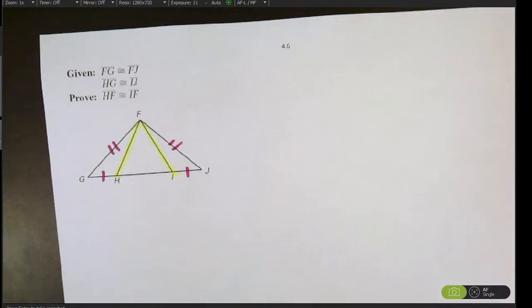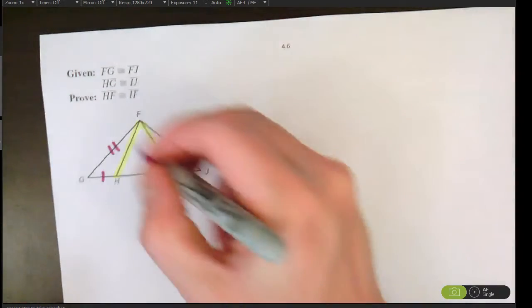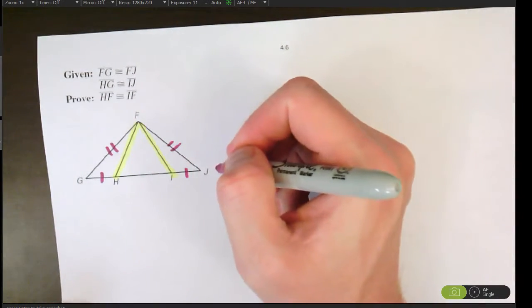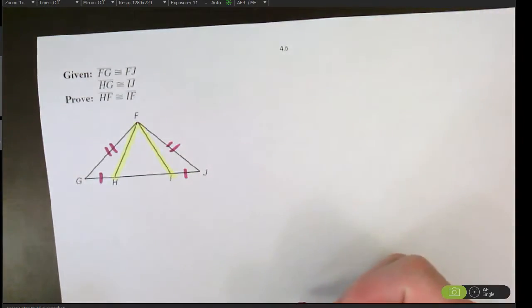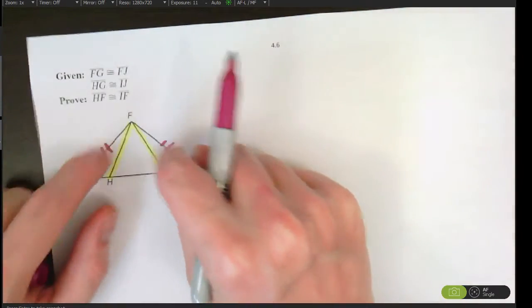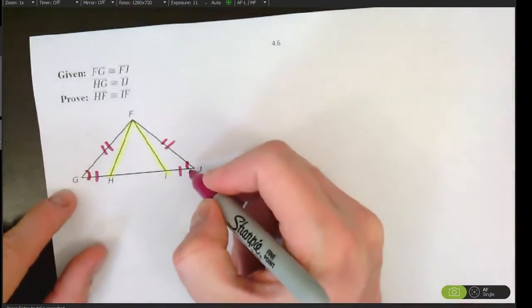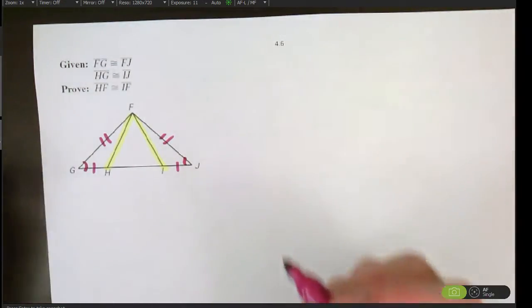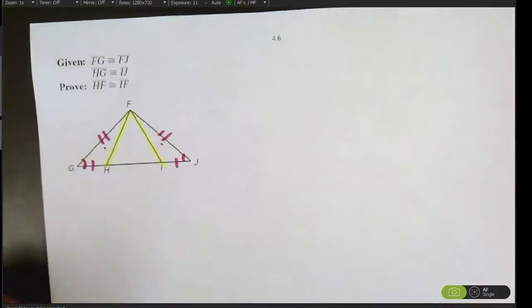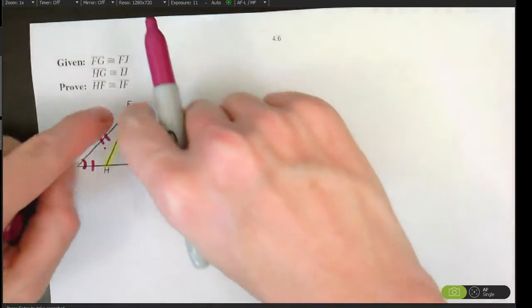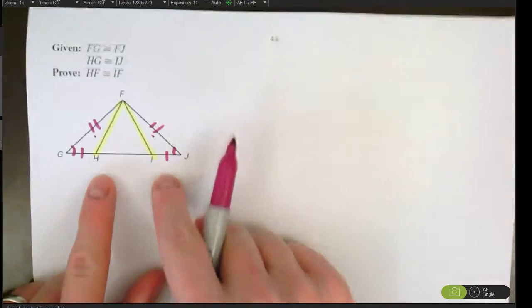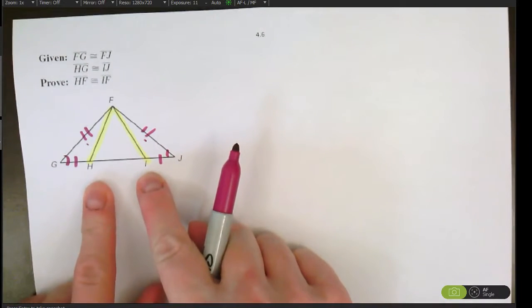So looking at this problem then, through experience and thinking about it, what I know I'm going to have to do is use the fact that I've got a big isosceles triangle. Triangle FGJ is isosceles. And the reason I know this is because these two sides are congruent, which then also means these angles are congruent. Angle G and angle J. Now, if you're asking yourself why do I need to know that, or why is it helpful? Well, what that means is these two triangles here, the small ones, are congruent, which means then FH and FI have to be congruent because corresponding parts of congruent triangles are congruent.